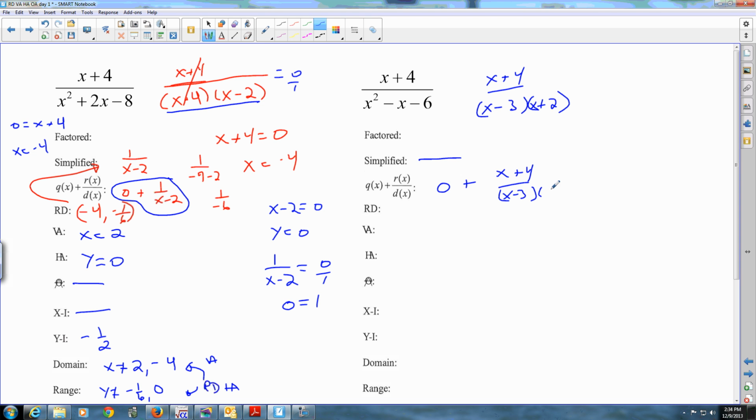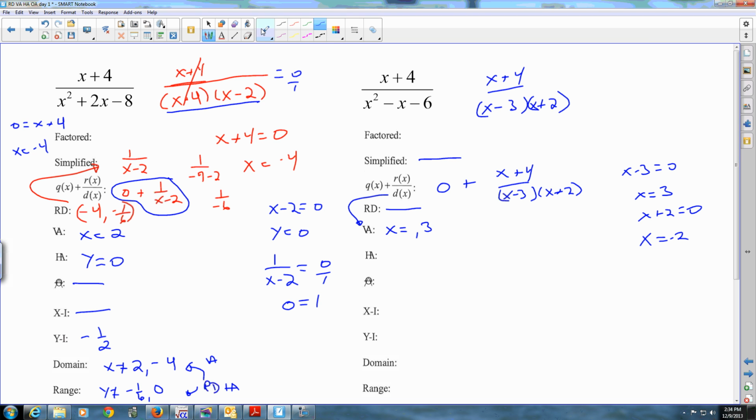Doesn't matter if you write it factored or the original multiplied out. Because nothing canceled, you don't have a hole. Because nothing cancels, you're going to have 2 vertical asymptotes. I'm setting the d of x equal to 0. Oh, I lost the mouse. Where did it go? There it is. X equals negative 2.